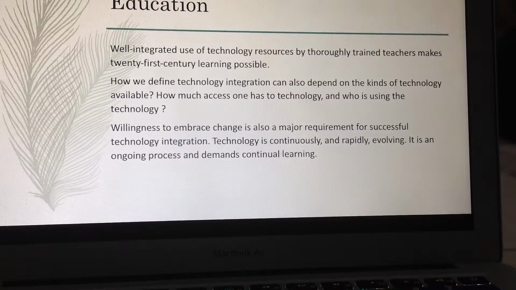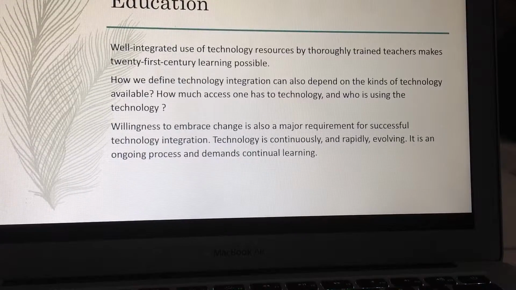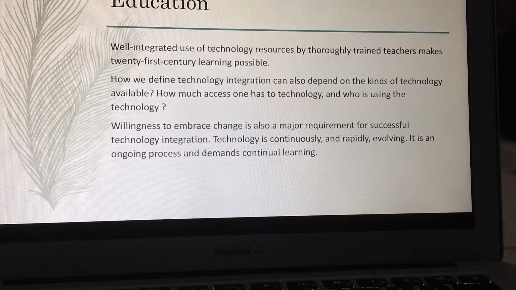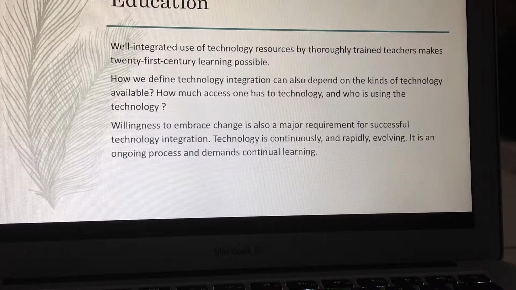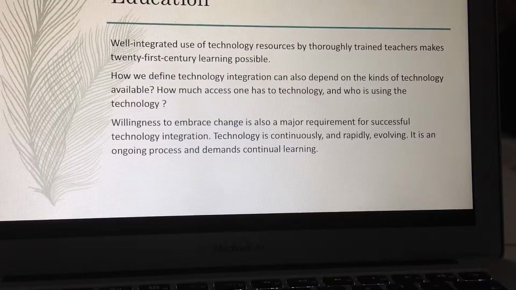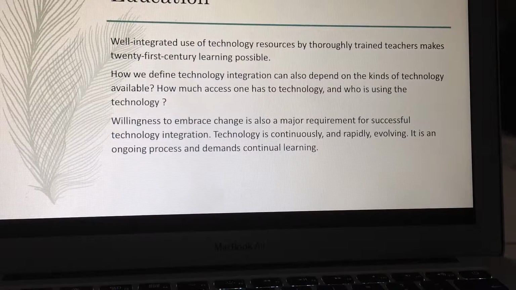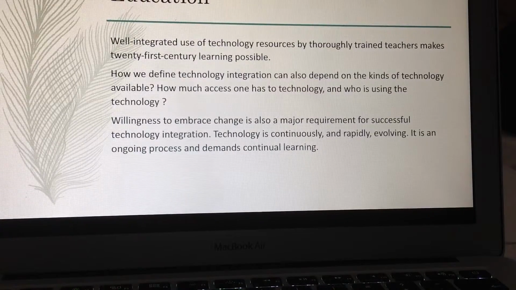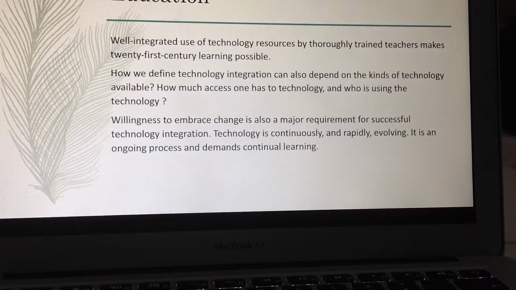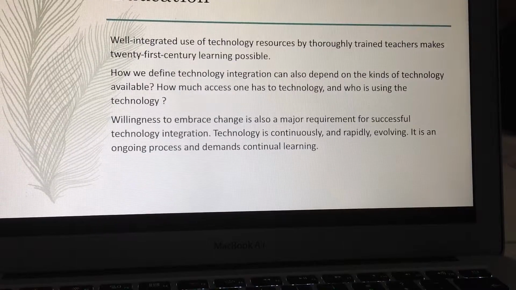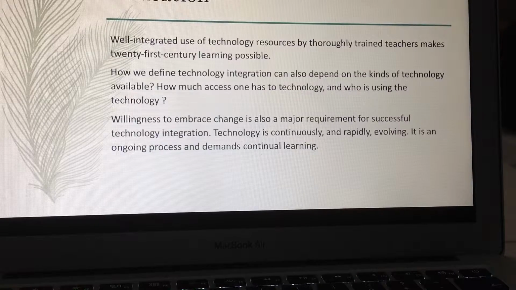The difference in classroom technique and the greater extent of technology use should have a positive effect on teachers' and students' attitudes. It is generally accepted in the literature that proper training of teachers should include the ability to use a computer for personal word processing. Willingness to embrace change is also major.